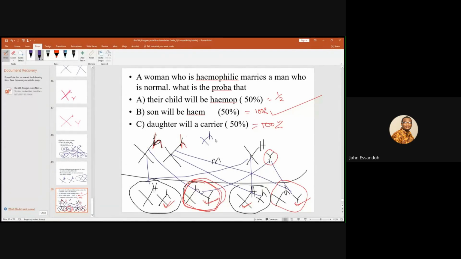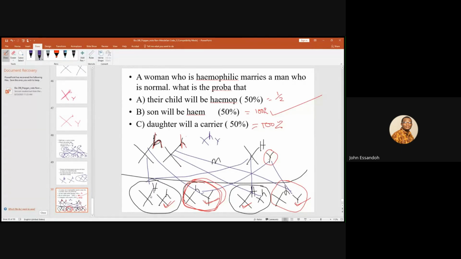Okay, and for a male, once you get a small h, you have the disorder. Unlike the female, if they get one normal, one disorder allele, the normal one will overshadow the other, so it will not be expressed. So that's why this woman is a carrier. But for a male, there's nothing like a carrier male when it comes to sex-linked disorder. Once you have it, you have it.